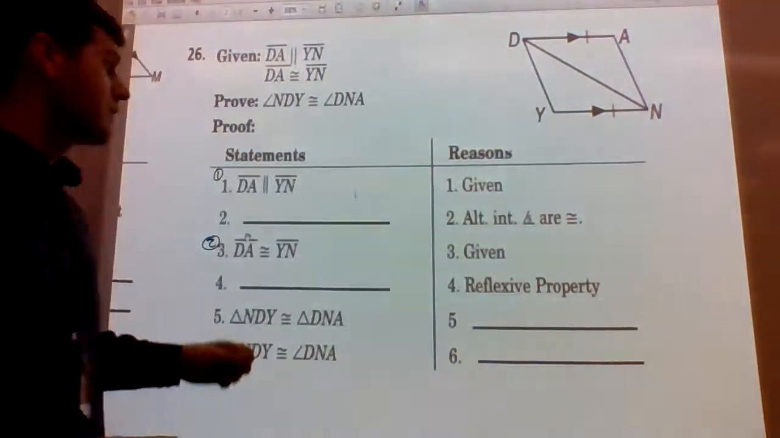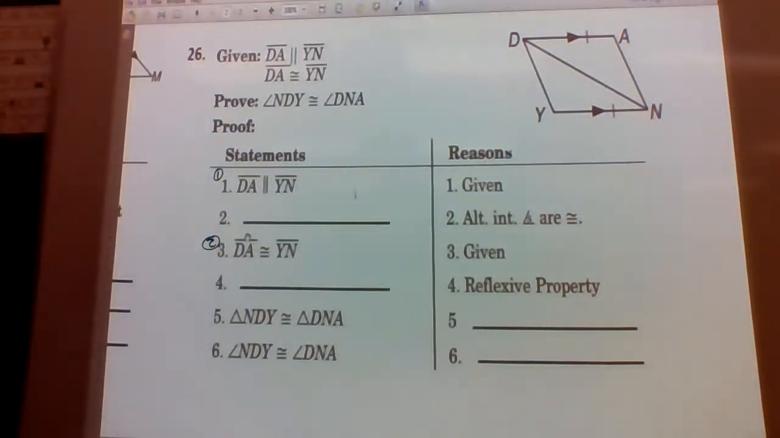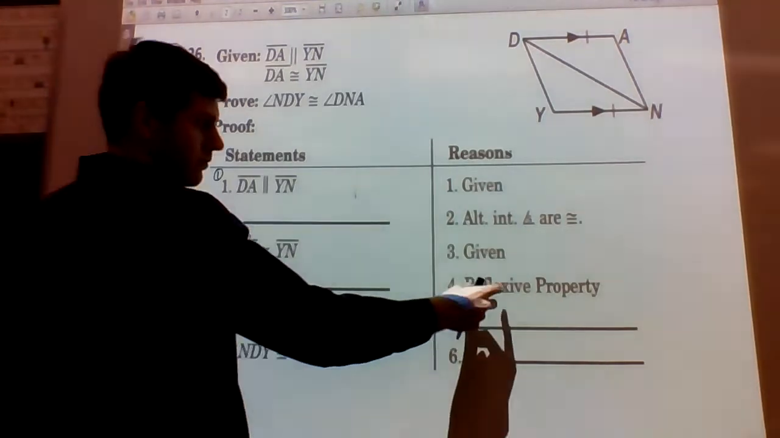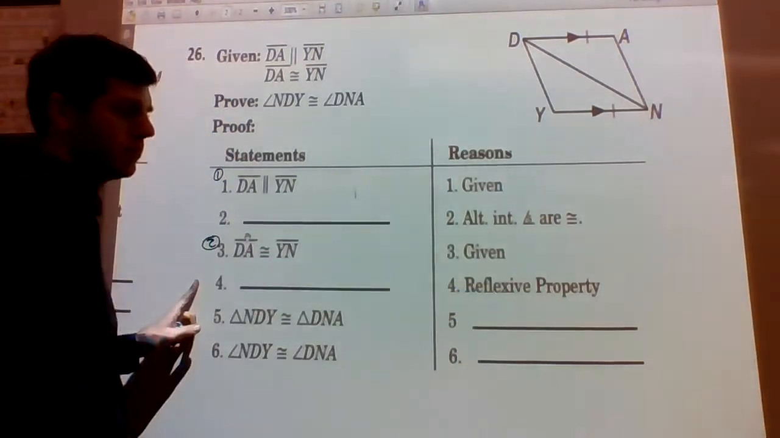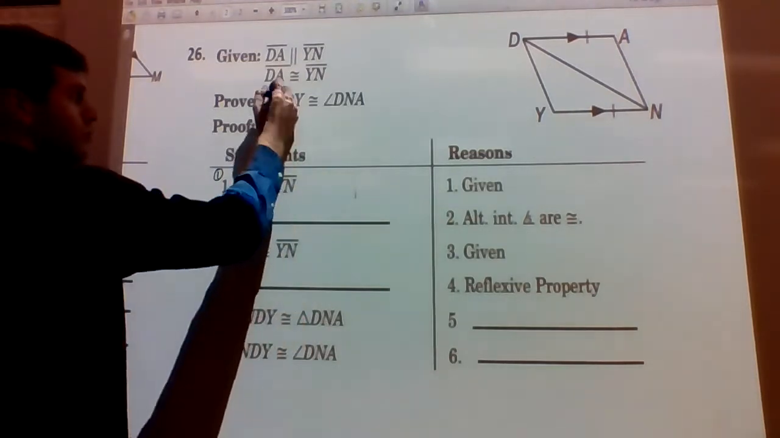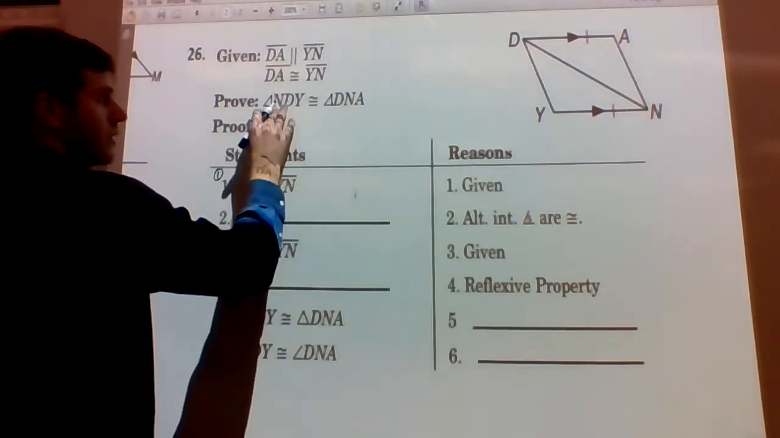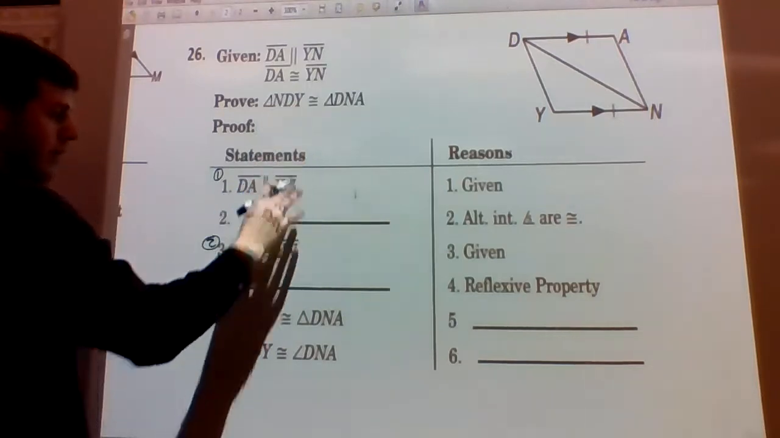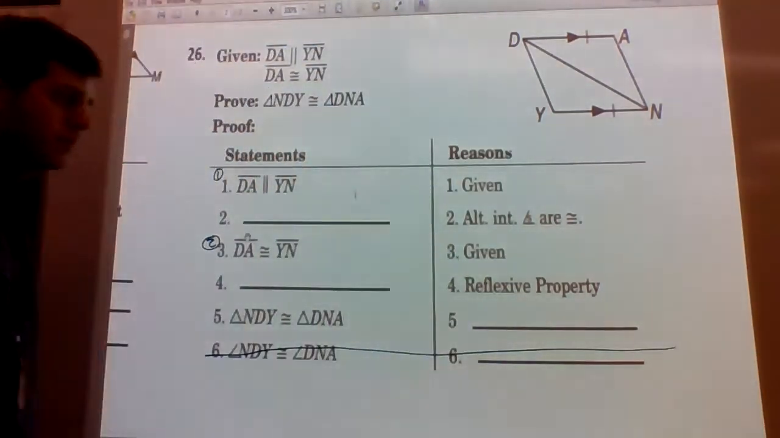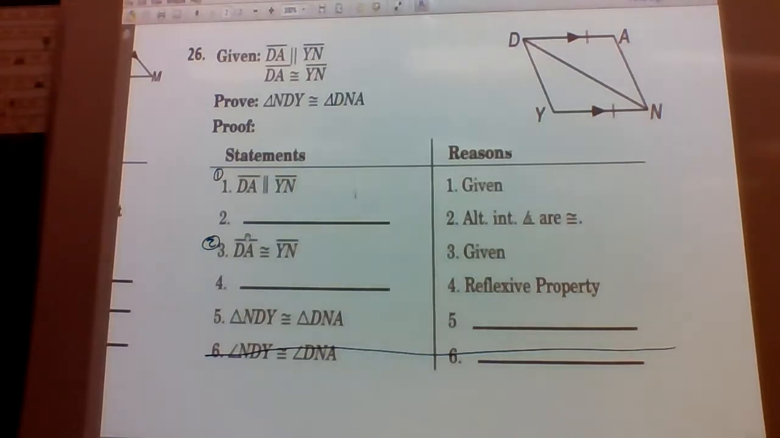So in our process, step 1, write the givens. Step 2, look for shared sides or vertical angles. Here they're showing shared sides. First, let's try to prove that the triangles are congruent. Okay, let's not prove the angles. Let's prove triangle NDY is congruent. So let's cross out this last step. Let's just focus on proving that the triangles are congruent.